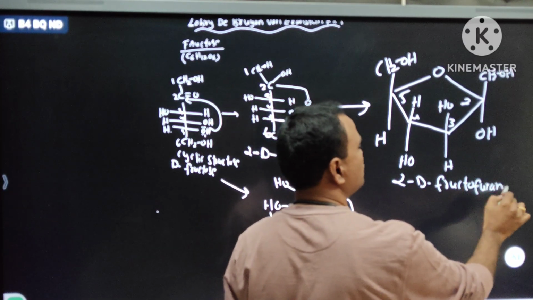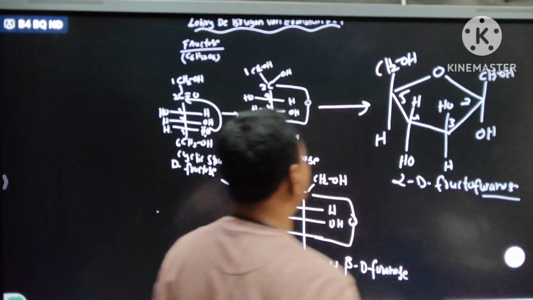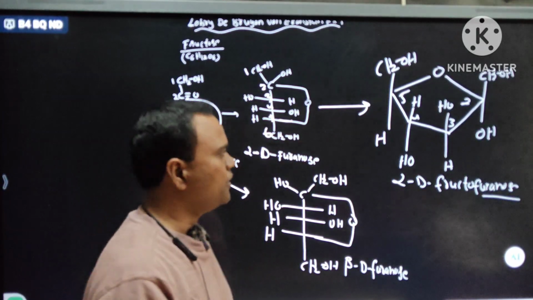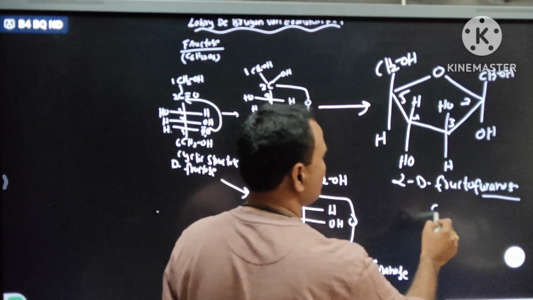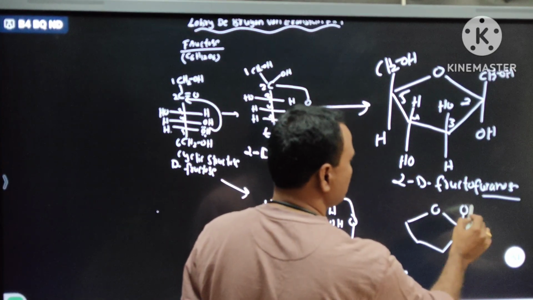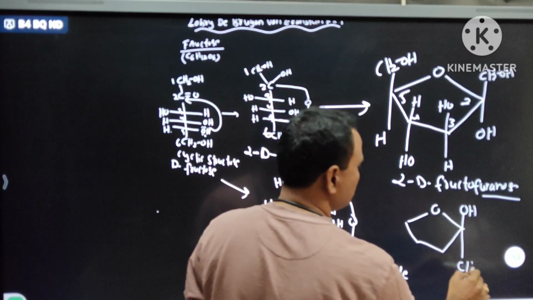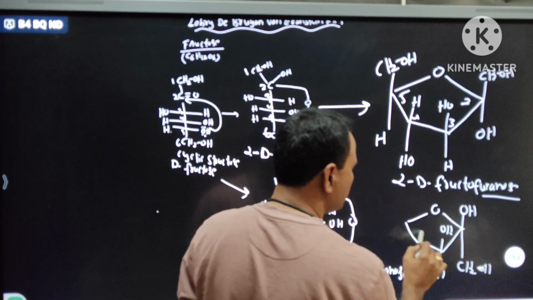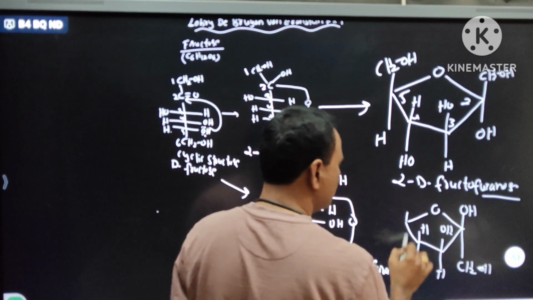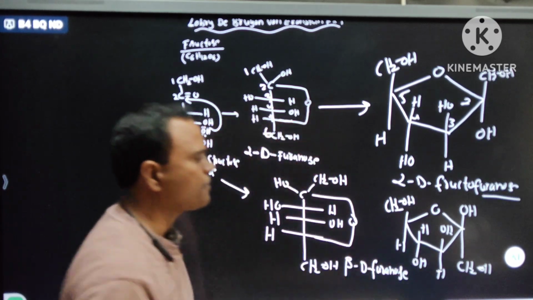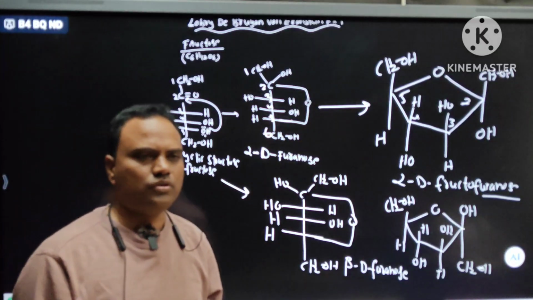Complete name is alpha D fructofuranose. Why are we calling it a furanose? It is similar to a furan ring. Beta D. Tell me fast. Beta D will be present like CH2OH, OH. At this carbon CH2OH is always up. Beta D fructofuranose.